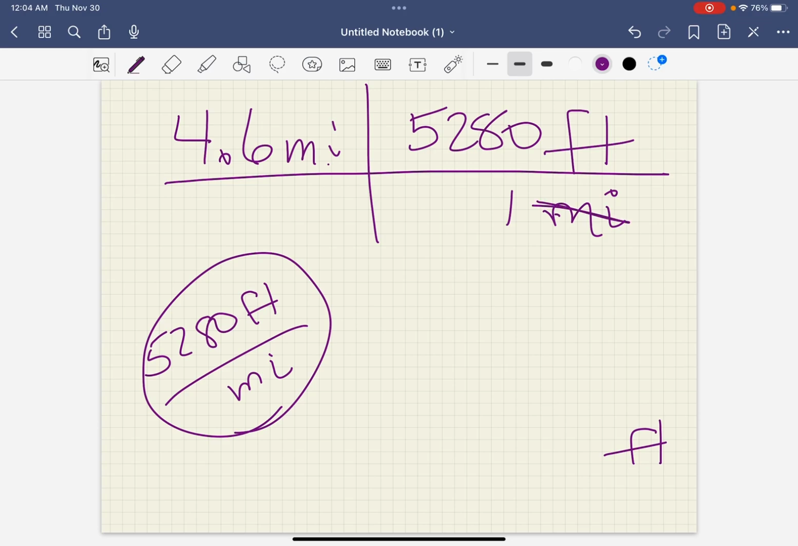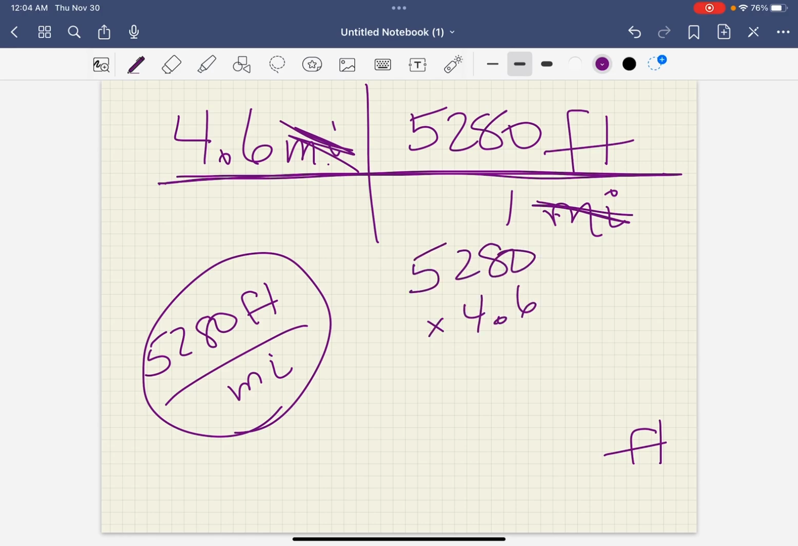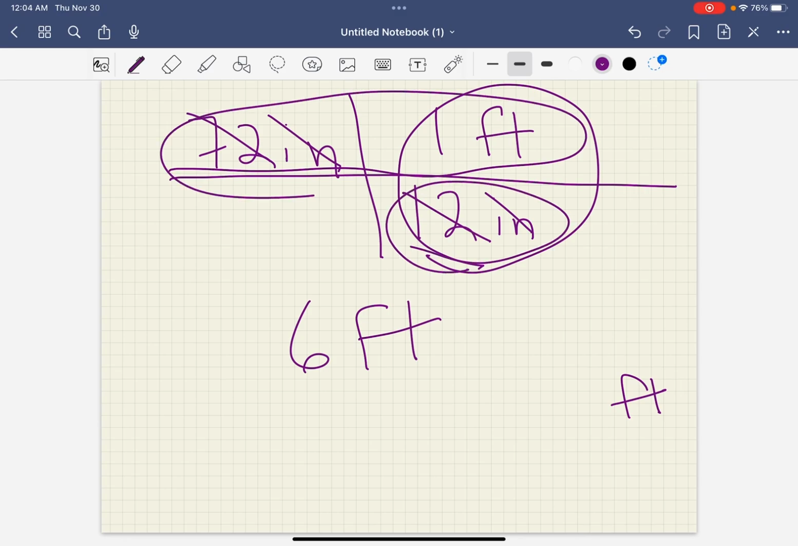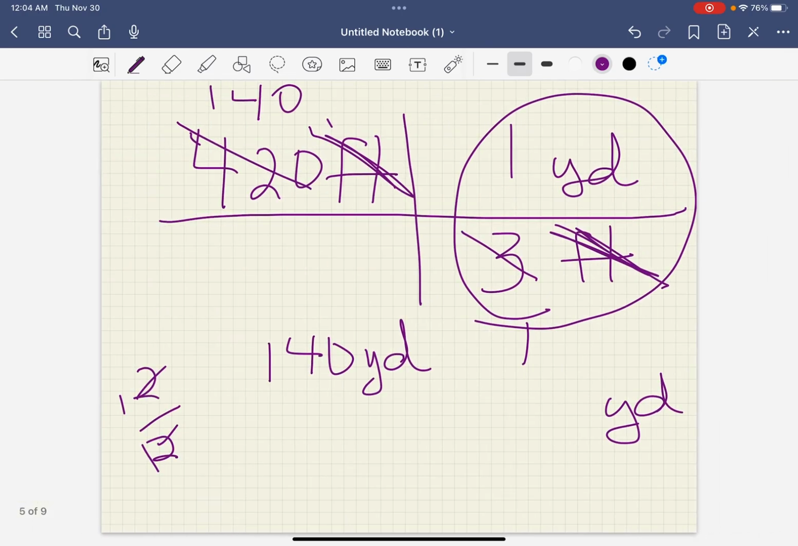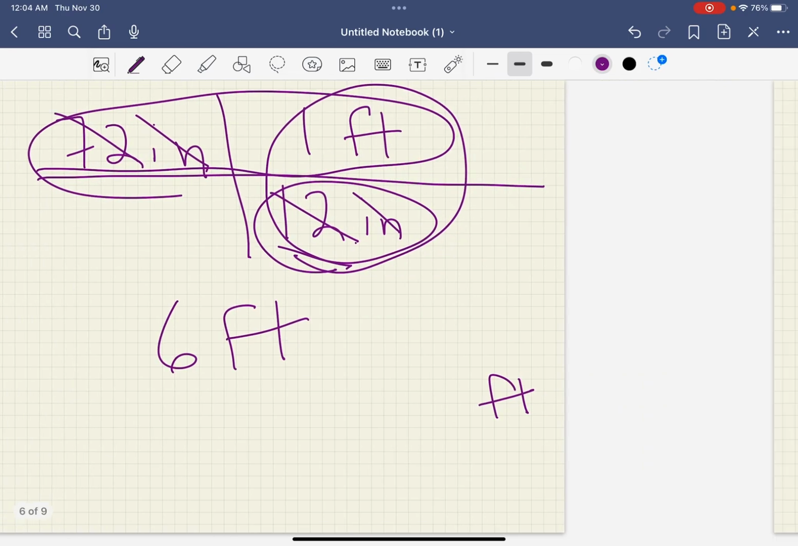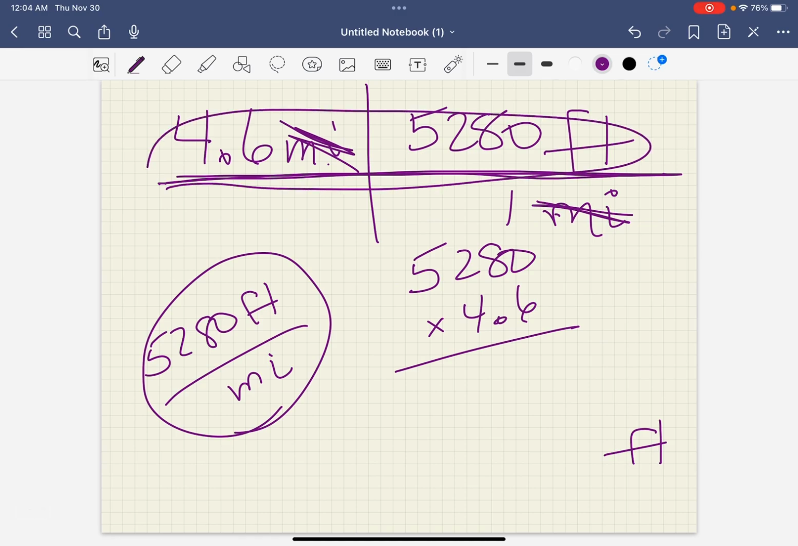Okay, well the units, the miles cancel. But now in this case, everything is in the top or the numerator of the fractions, isn't it? So because there's nothing in the denominator, all we do is multiply. 5,280 times 4.6. So look back at this last one. Okay, see, this was in the numerator. This was in the denominator. That's why we divided 12 into 72. This one. This was the numerator, and this was the denominator, so we had to divide. On this one, however, everything is in the numerator.